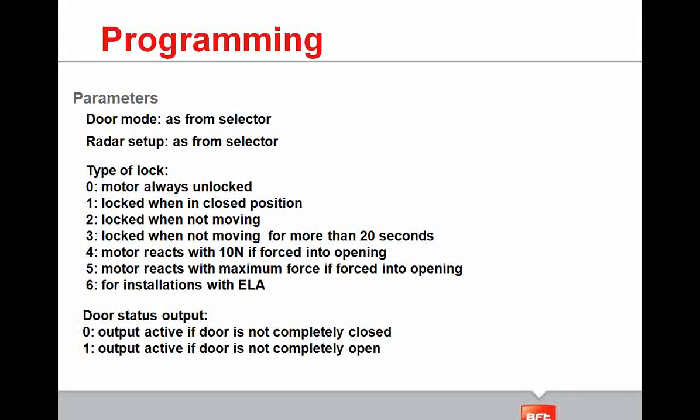Then another thing: you can check the status of the door. You have one output for this. If you put the parameter at 0, this output is active only if the door is not completely closed. Otherwise, if you put in 1, this parameter is active only if the door is not completely open. So you can use this output to do different kinds of things.